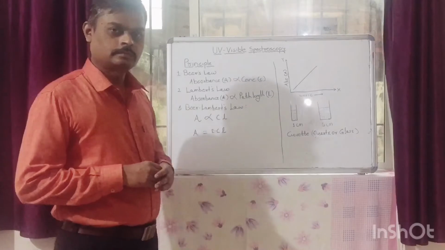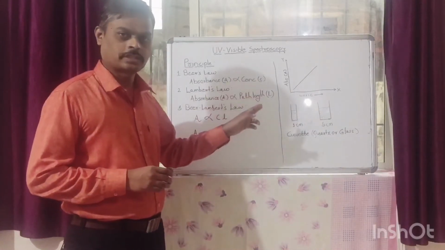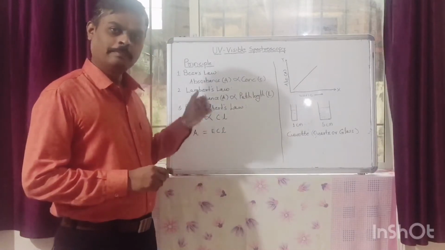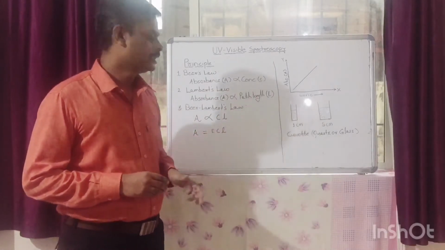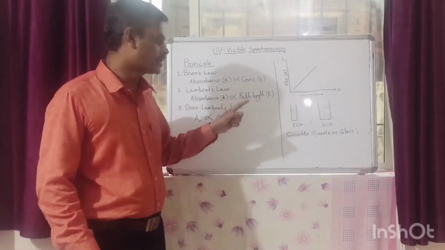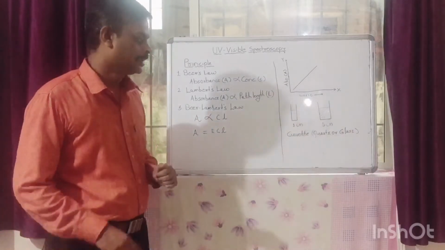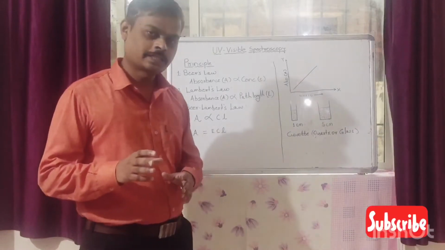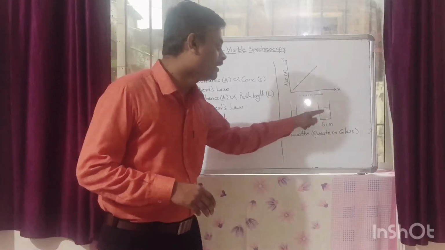Followed by Beer, another law, that is Lambert's law, was introduced, which says that when a beam of radiation passes through a homogeneous solution, the extent of absorbance is directly proportional to the path length of the solution. It means that your absorbance will be directly proportional to the path length of the medium.